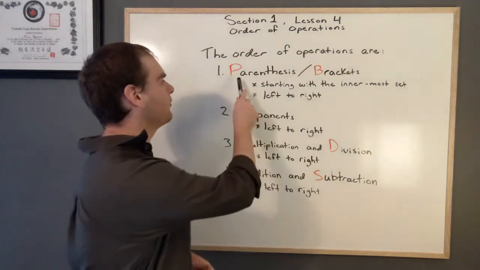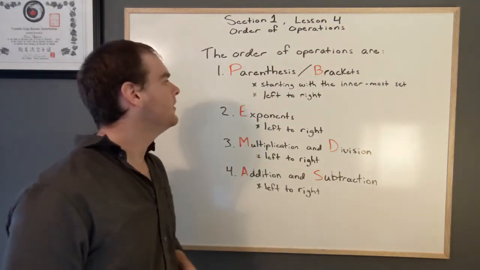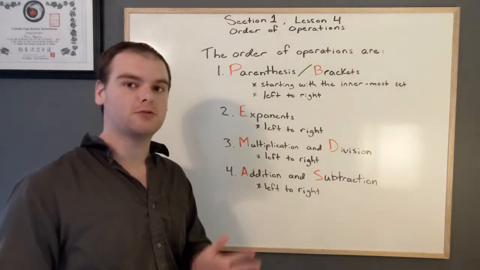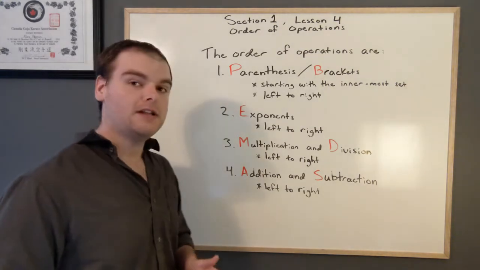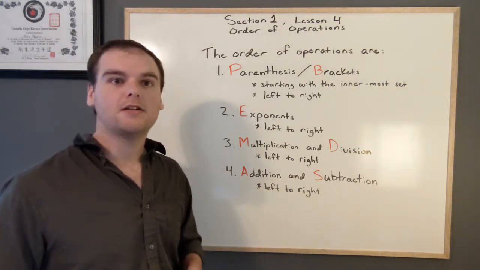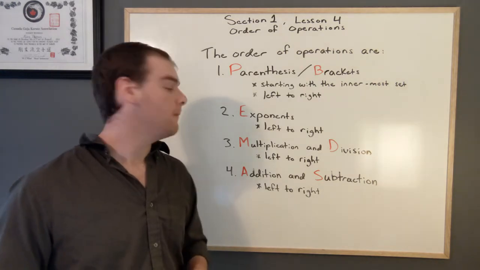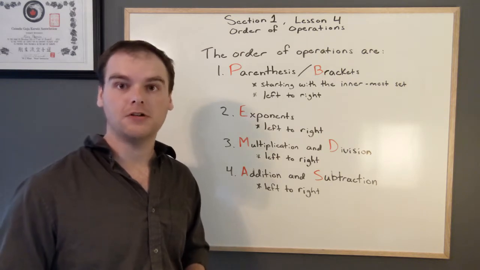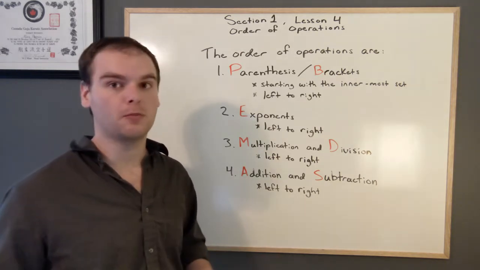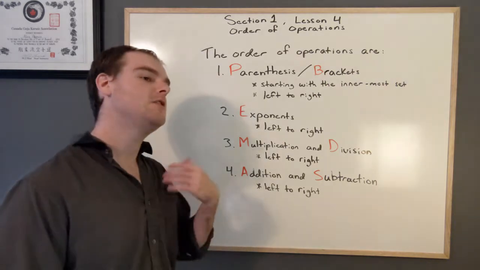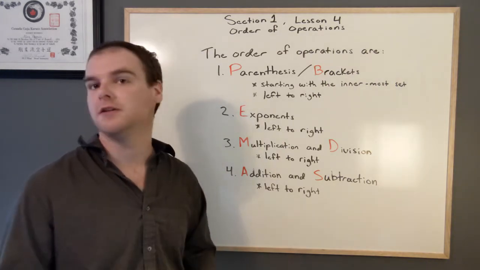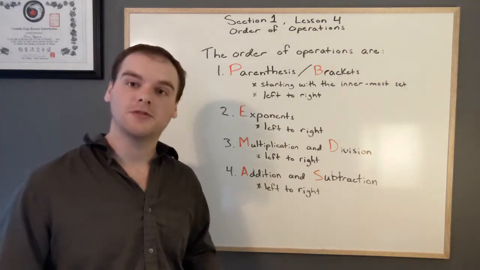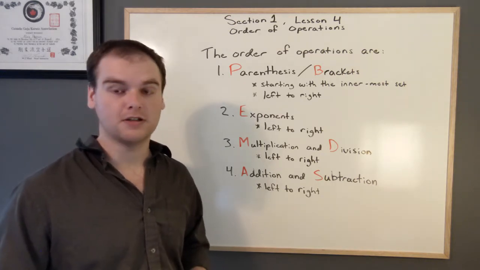And so, the order that you evaluate operations in expressions and equations is as follows. Your parentheses, or brackets: you start with the innermost set, and you work your way outwards, as well as working left to right. The second one is exponents, again working left to right. The third will be multiplication and division. There's no preference about which goes first here, so you just work left to right. If there's a division before a multiplication, you do the division first and then the multiplication. If there's a multiplication before a division, then you do the multiplication first, then the division. Lastly, there's addition and subtraction, again left to right, and there's no preference between addition or subtraction.